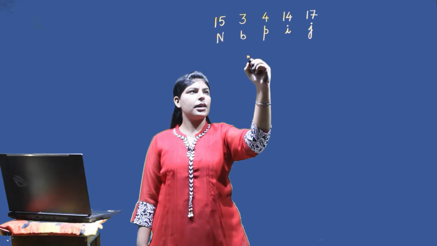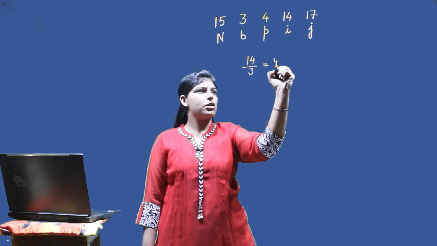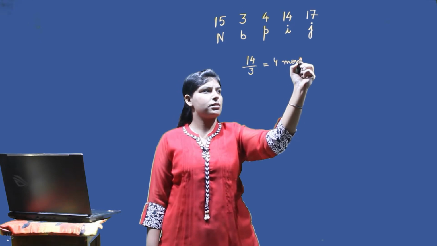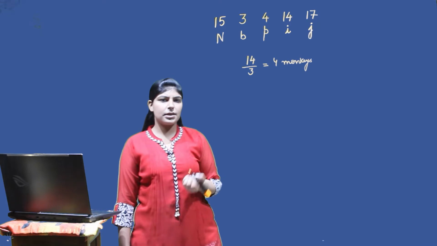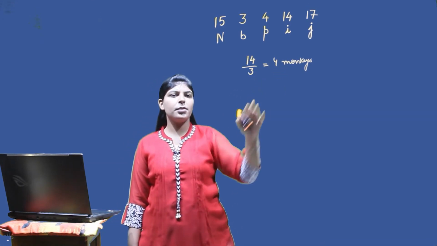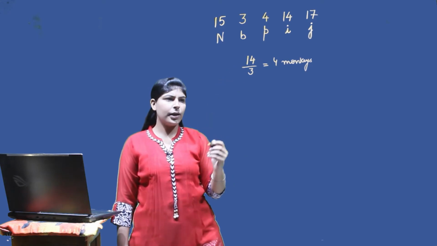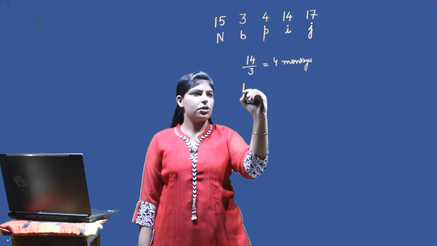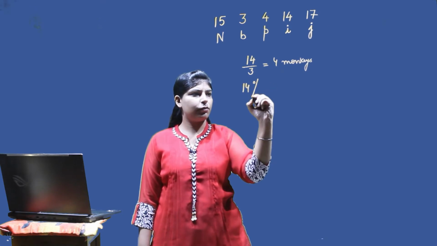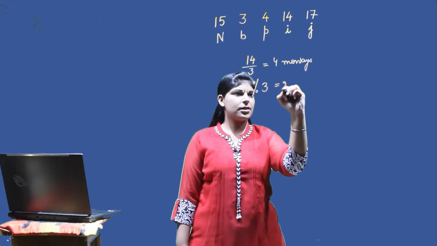So how many monkeys can eat bananas? If I divide 14 by 3, I'll get 4. So 4 monkeys can eat bananas. If a monkey eats 3 bananas and there are 4 monkeys, how many bananas will be consumed? 12 bananas. So 2 bananas will remain. How will I calculate the remaining bananas? We'll use the modulo sign for that. So if I divide 14 by 3 and calculate the remainder, I'll get 2 bananas are left.